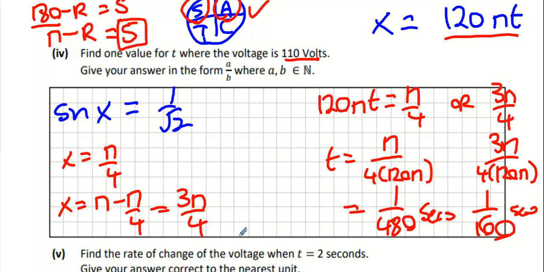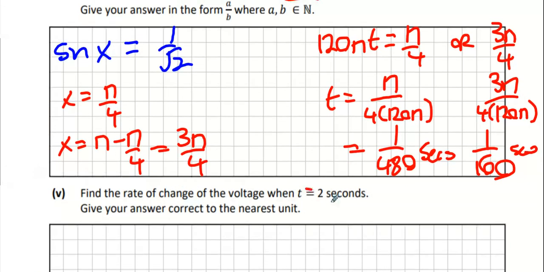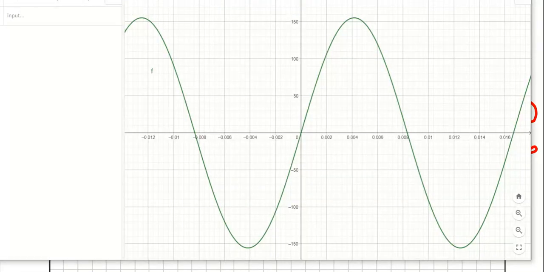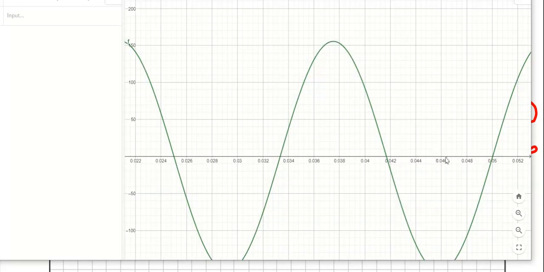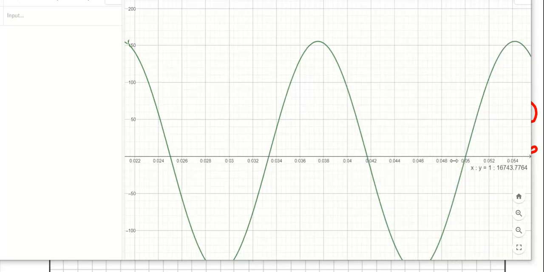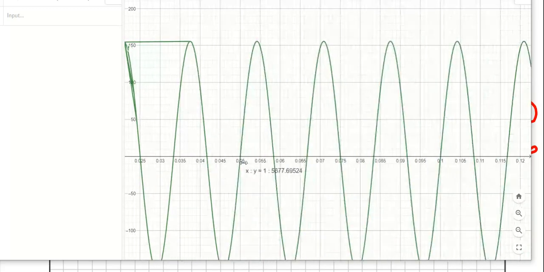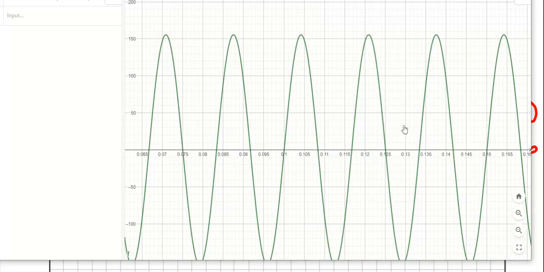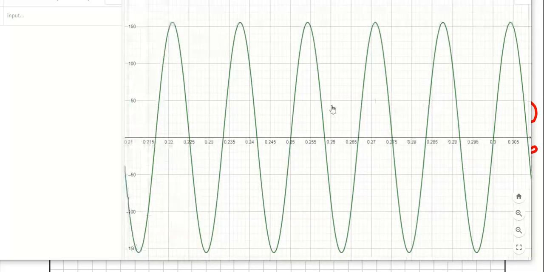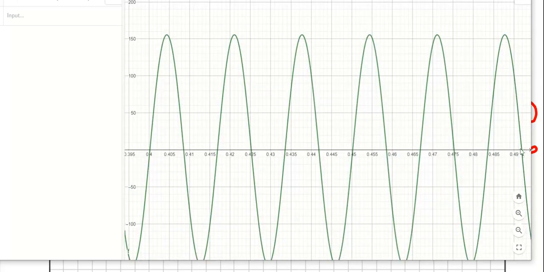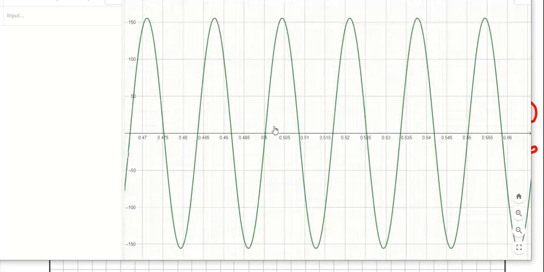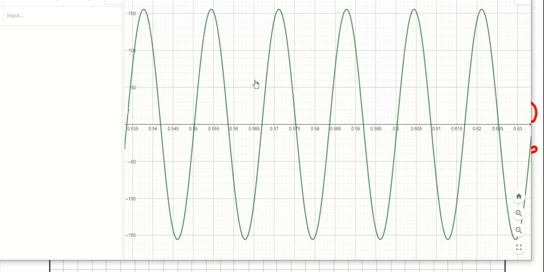Now, the rate of change when t equals 2. I'm sort of lucky because I have the GeoGebra software here, so I'm just going to cheat a little bit in a way that you guys probably couldn't. I'm going to go all the way over to see what happens at 2 seconds. You obviously couldn't do this in a test, but I'm just trying to explain the concept here more than anything. I'll just keep going right until I see 2 seconds.